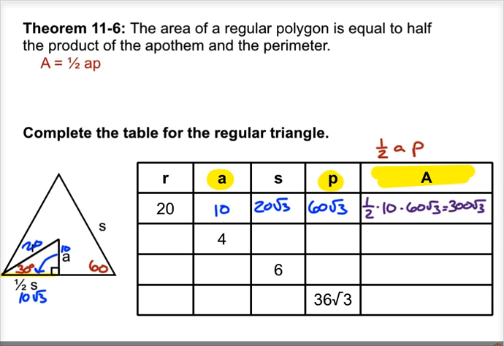Coming back over to my triangle for a new problem. I still know that it's a 30, 60, 90 triangle, but now the side is going to change. So let's see what happens. In this problem, they're telling me that the apothem is 4. Well, I know if that's 4, if I came to this radius over here, it's twice as big, it's 8.